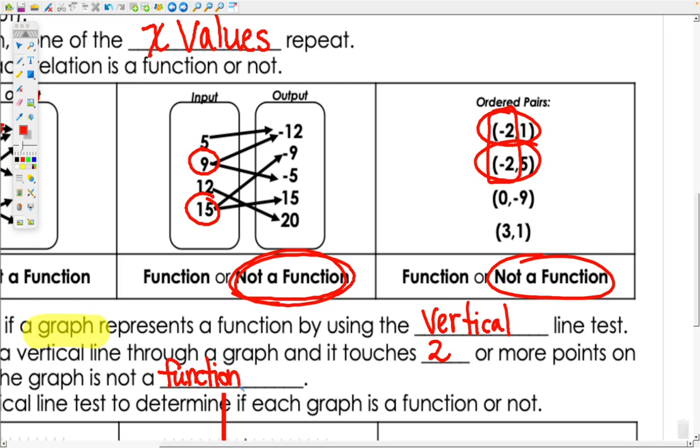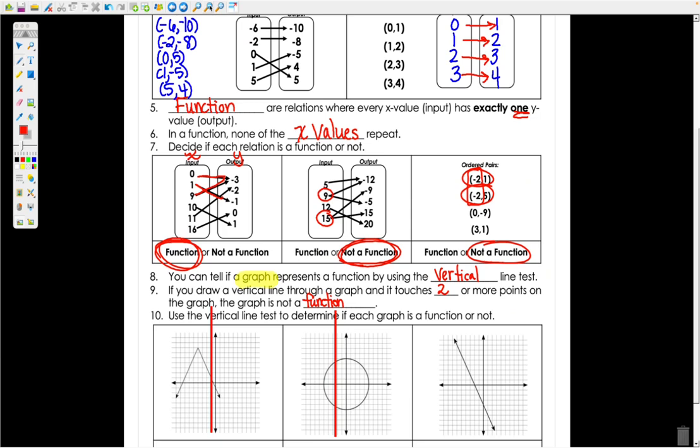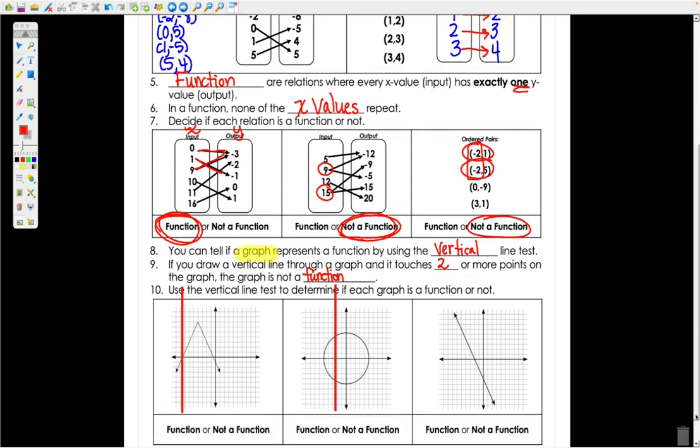We're going to use the vertical line test to determine if the graphs below are functions. I took the liberty of putting vertical lines on here. For the first one, number 10, if I pass this vertical line through, will it pass through more than one point vertically? No. So that means it is a function. What about the second one? This one's not a function, because it's going to pass through every time you slide it across. What about the last one? Yes. Good job.